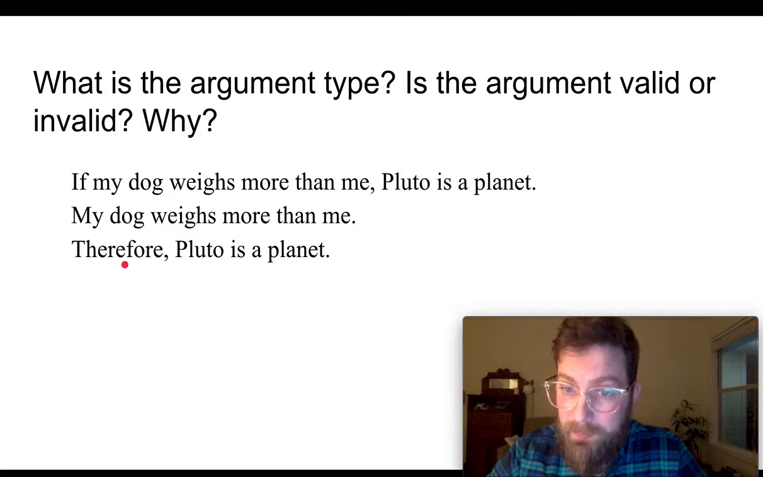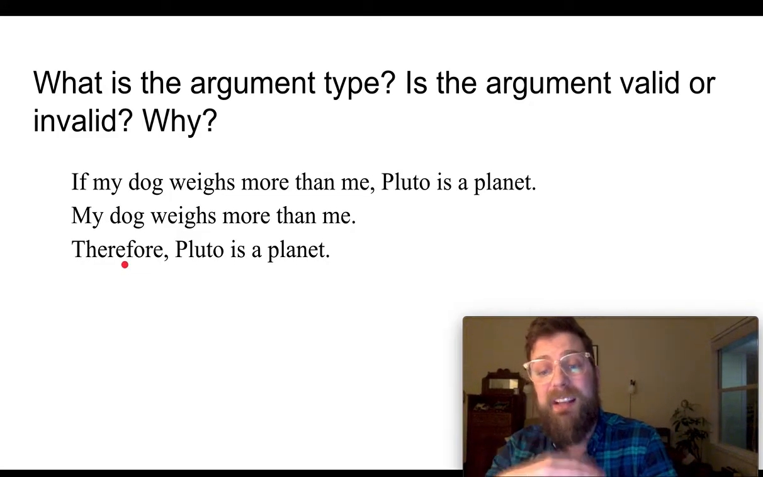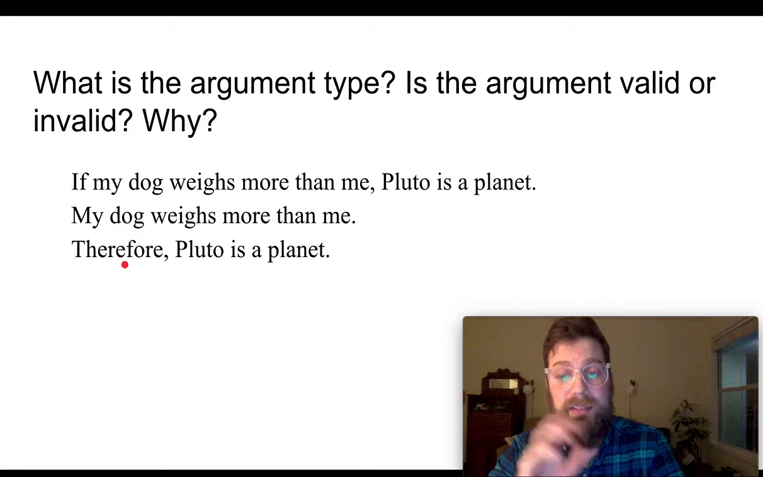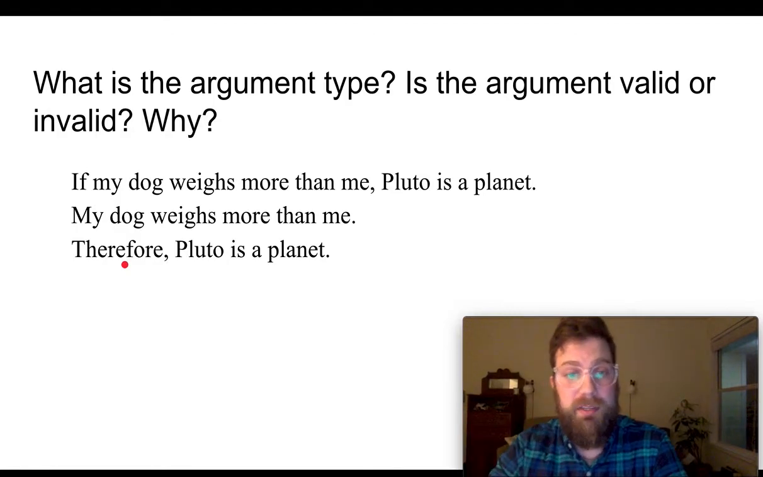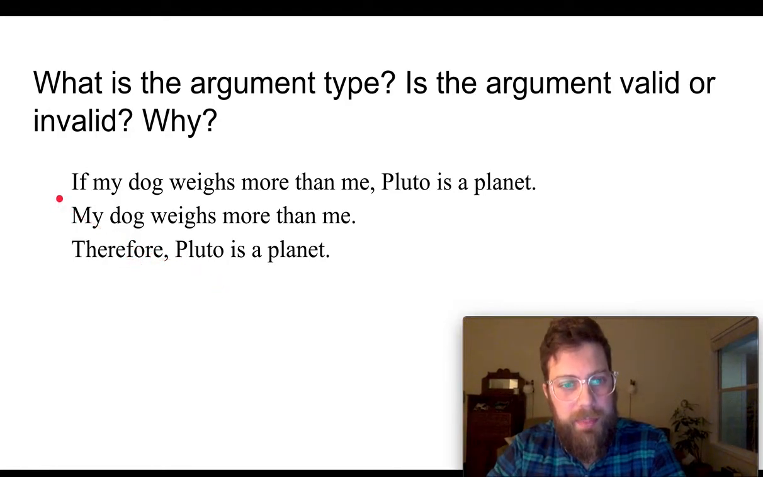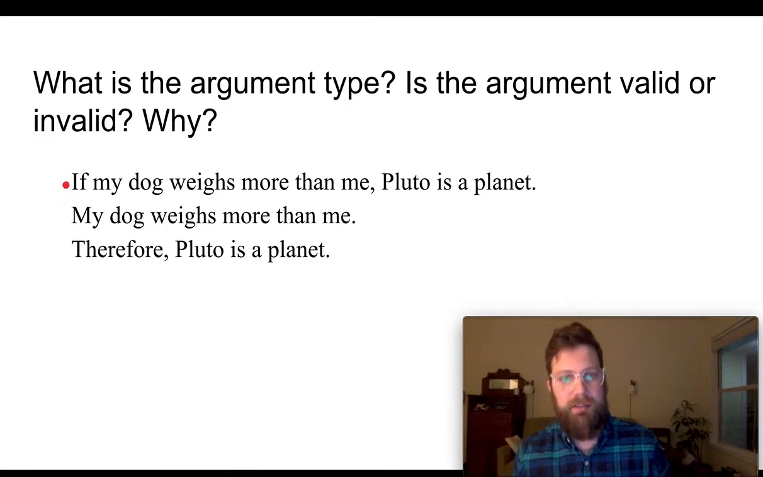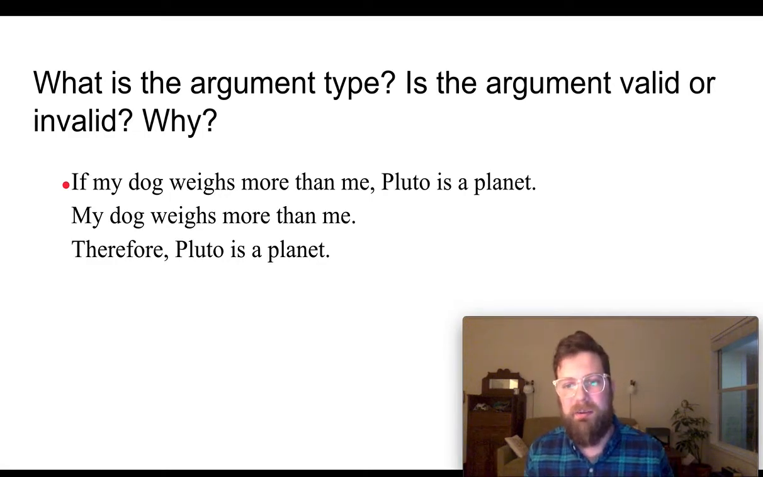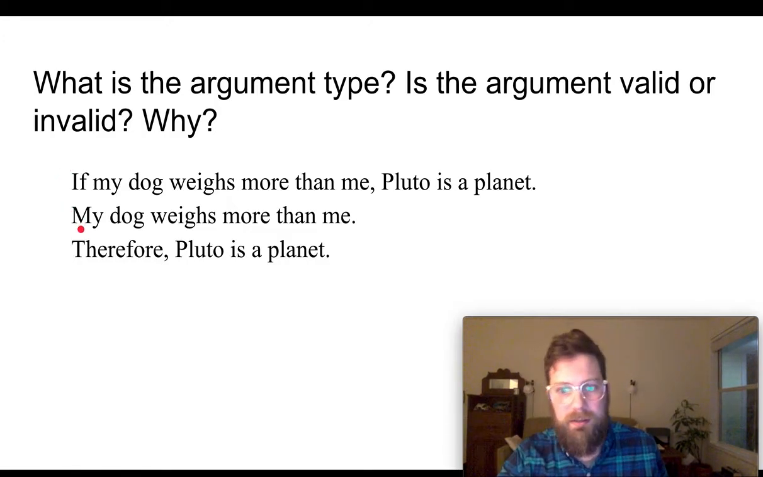Now, in this case, we're finding a valid argument, but which is not sound, right? Because soundness is validity plus all true premises. Well, for one thing, premise one is false. Even if my dog did somehow end up weighing more than me, if I started wasting away and my dog got really fat, that wouldn't all of a sudden make Pluto a planet, right?